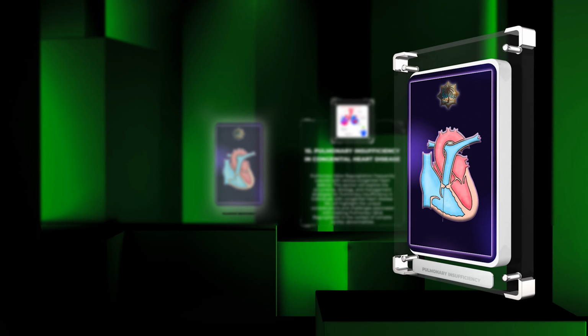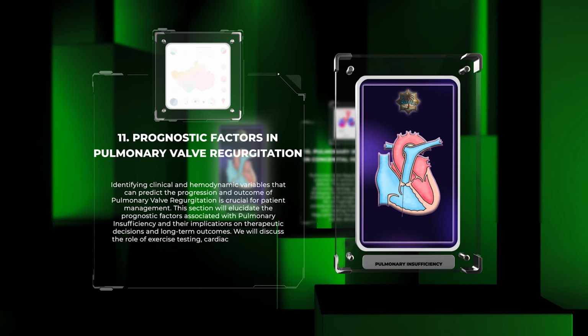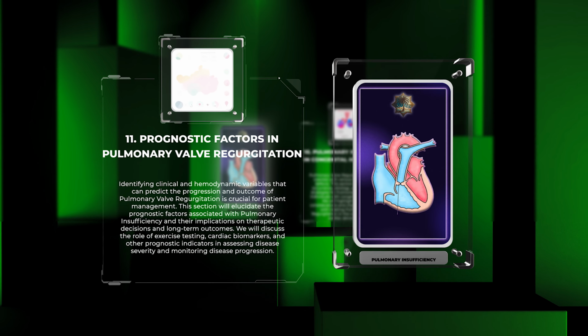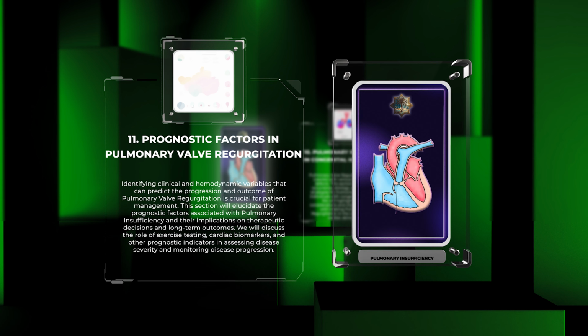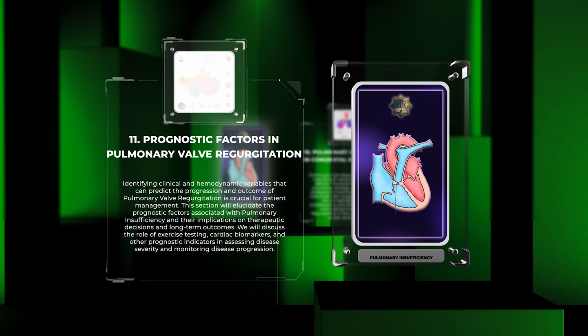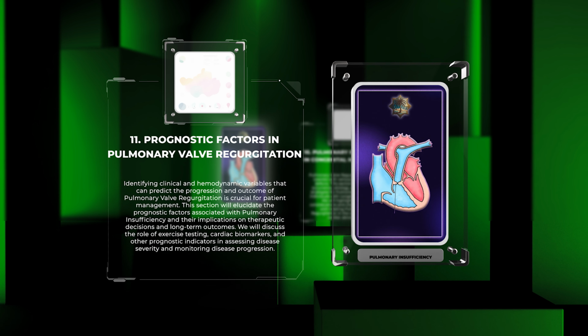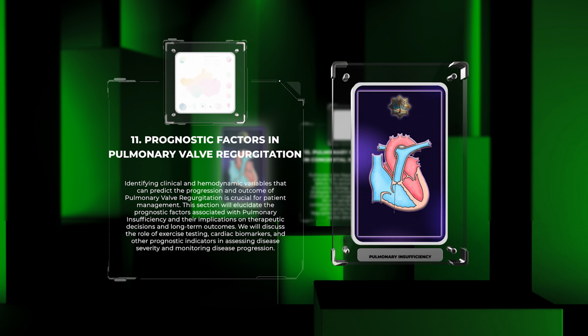Identifying clinical and hemodynamic variables that can predict the progression and outcome of pulmonary valve regurgitation is crucial for patient management. This section will elucidate the prognostic factors associated with pulmonary insufficiency and their implications on therapeutic decisions and long-term outcomes. We will discuss the role of exercise testing, cardiac biomarkers, and other prognostic indicators in assessing disease severity and monitoring disease progression.